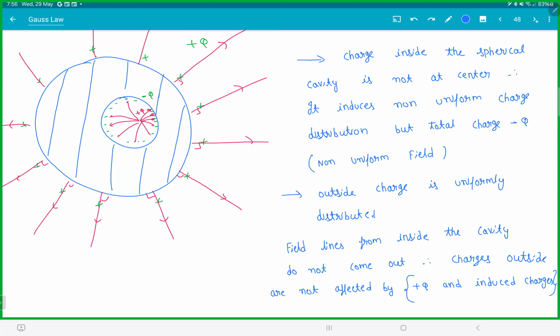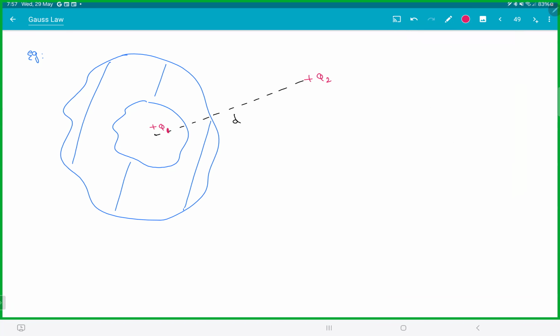So let me take one more example that will make things more clear. Suppose you have a conductor, you have a cavity. So here you kept a charge Q1 and outside you kept a charge Q2. The distance between these two is some d. Now this Q1, what will it do? It will create some induced charges here, which are non-uniform. I don't know how it is, but I know that value is minus Q1. Agreed?